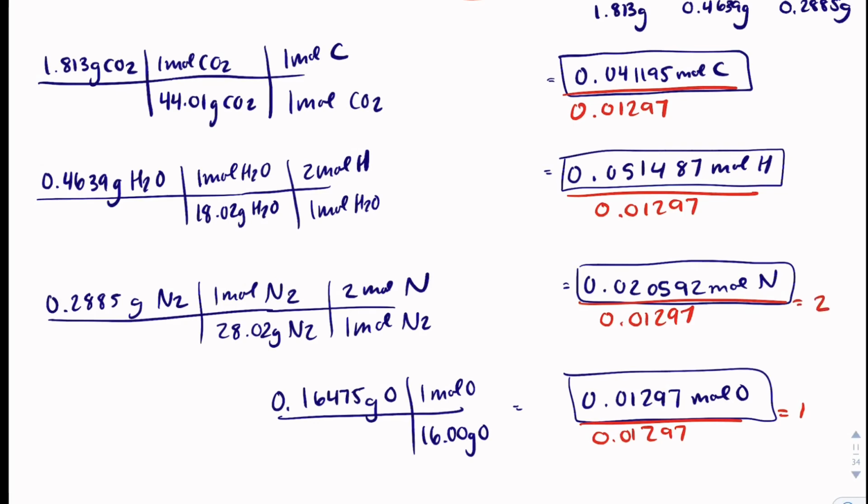I'm going to go back and check what my problem was if I messed something up. 0.051487 divided by 0.01297. You get 3.96, which is 4 because it's within 0.1. 0.041195 divided by 0.01297. And on this one, we should be getting 4. So I think what my problem is, and sometimes this happens, is because we have so much, I can't remember if I plugged in things right in the calculator. I'm pretty sure I did.